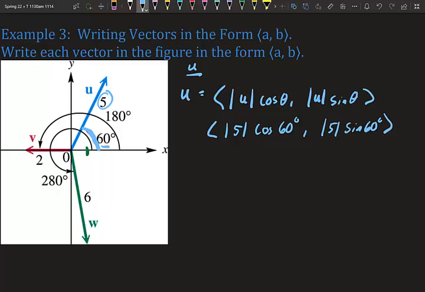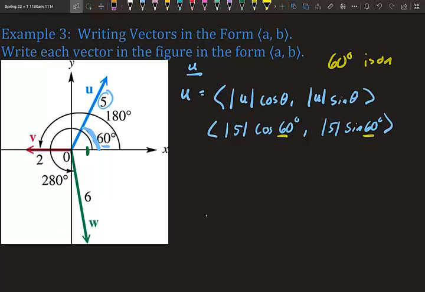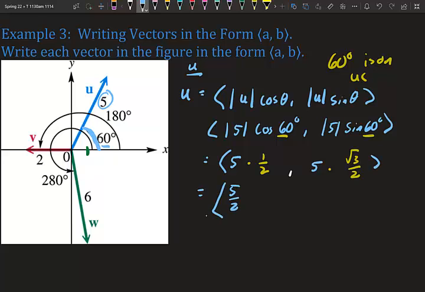Now, these two numbers, sine and cosine of 60: first of all, 60 degrees is on the unit circle. Since it's on the unit circle, we use the unit circle. So, we have 5 times cosine 60, which is 1/2. Then we have 5 times sine 60, which is square root of 3 over 2. We simplify from here to get <5 over 2, 5 square root of 3 over 2>.